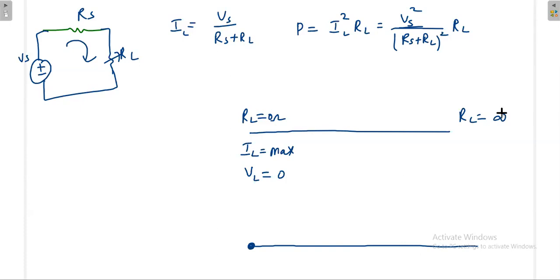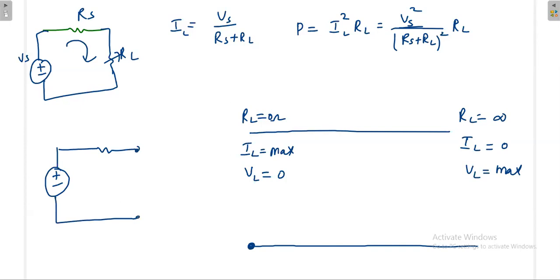Here also RL is infinite. When RL is infinite, then what is IL? IL is 0, but you can get the maximum voltage because, as I told you, even if there is no connection here, say the situation is like this, if you make it open, this is really open. Now you want to measure what is VL.